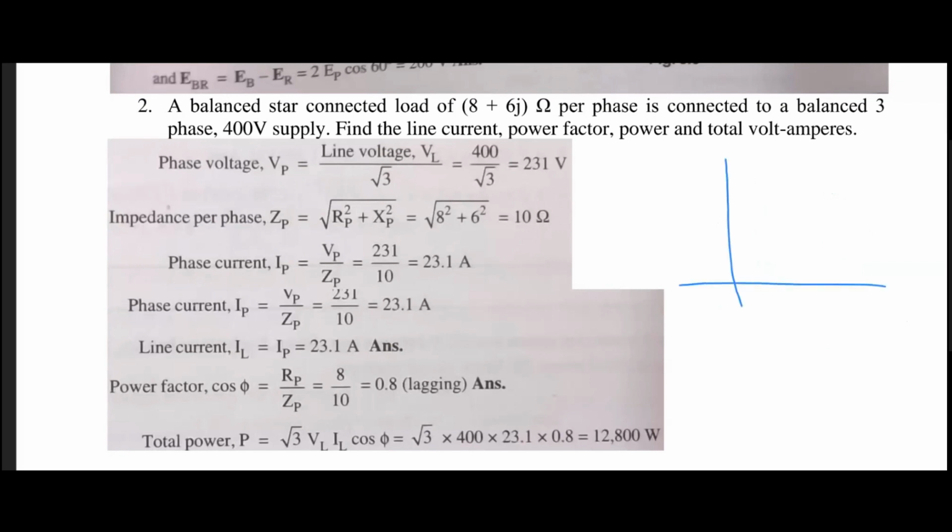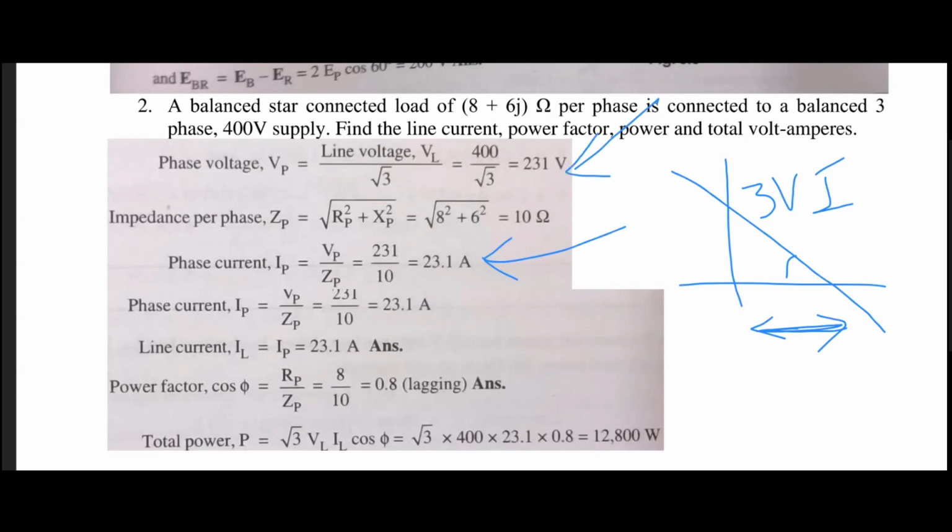So this is our power triangle. Here it is volt amperes VI, where V and I are the phasor quantities in this single phase. Since it is three phase, 3 is to be applied here. And this is our real power. So this is 3 VI cos phi. Phase voltage is known to us, phase current is known to us. Multiply them, multiply by 3, we get the volt amperes, and multiply by cos phi, we will get the real power.